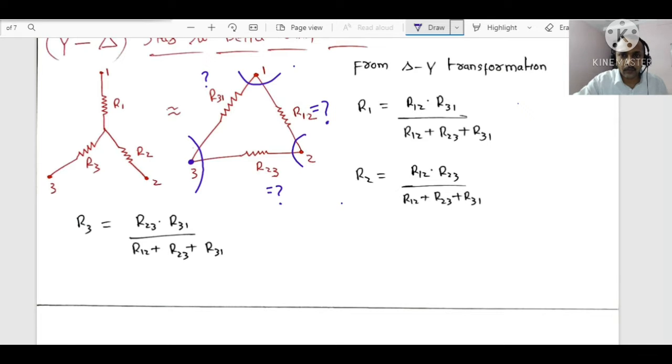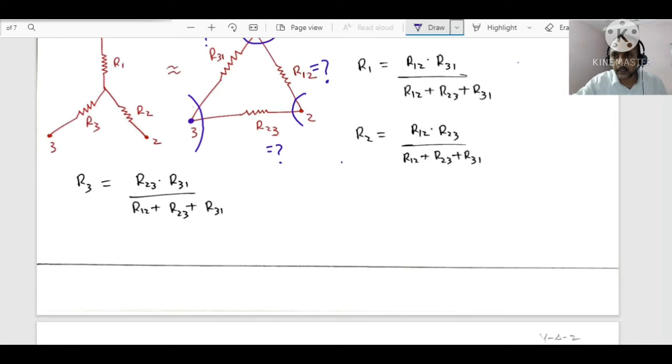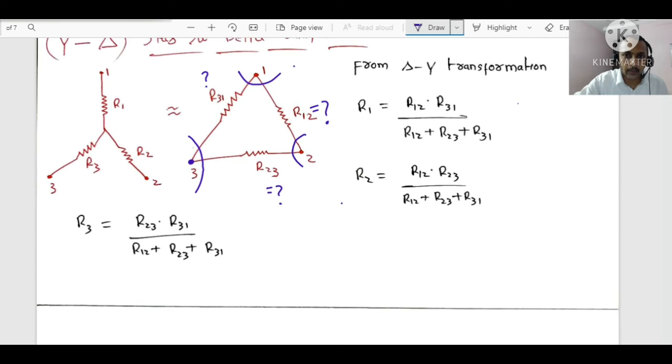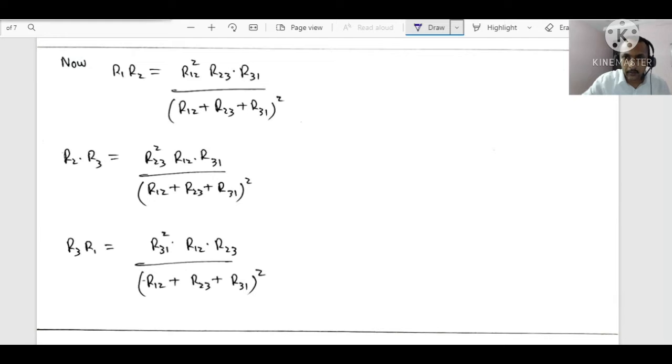Observe, this is all about rearranging the terms. You will understand this here. Now you simply multiply R1 and R2. What you have to do, dear students? We have to multiply. You know R1, you know R2, you know R3. In the first step, simply multiply R1 and R2. You continue the same step for the remaining two.